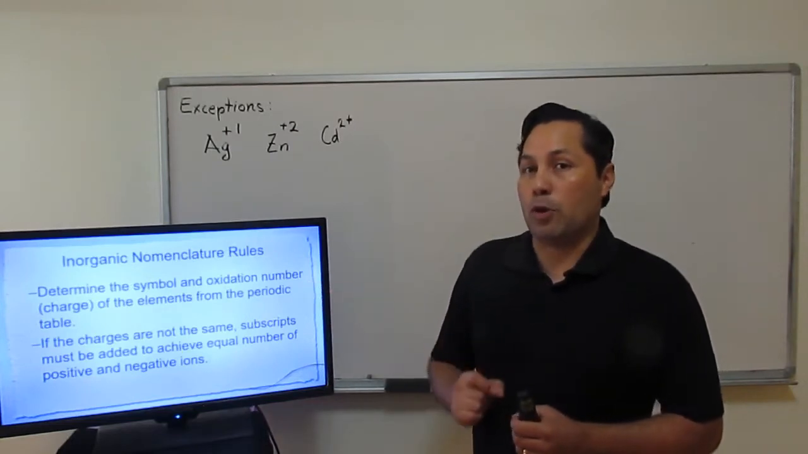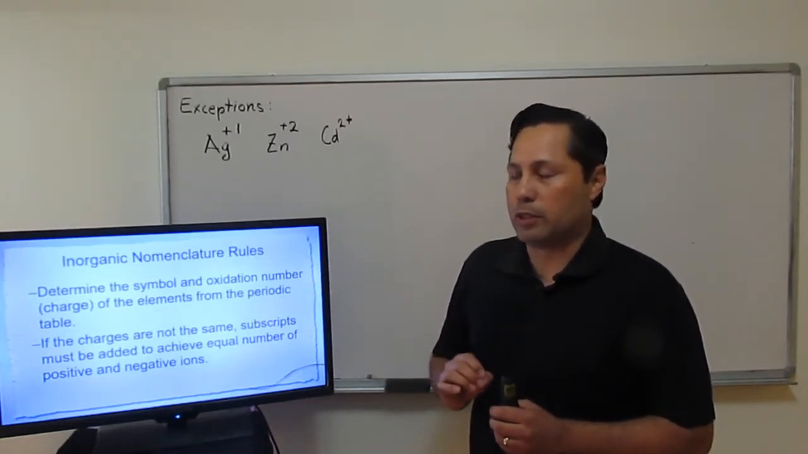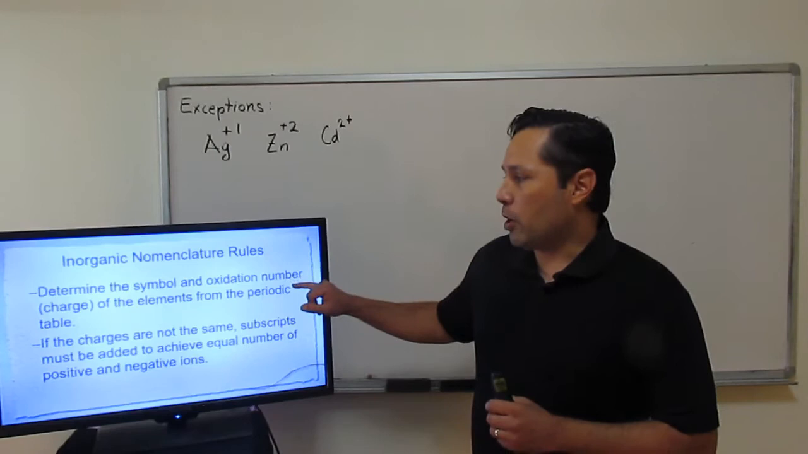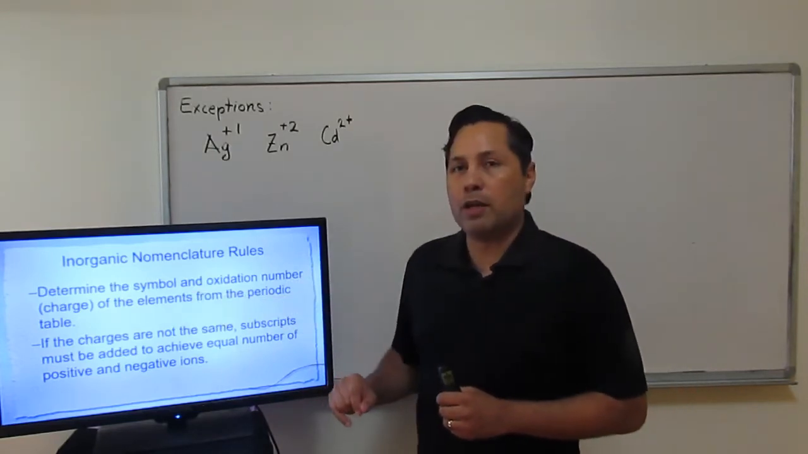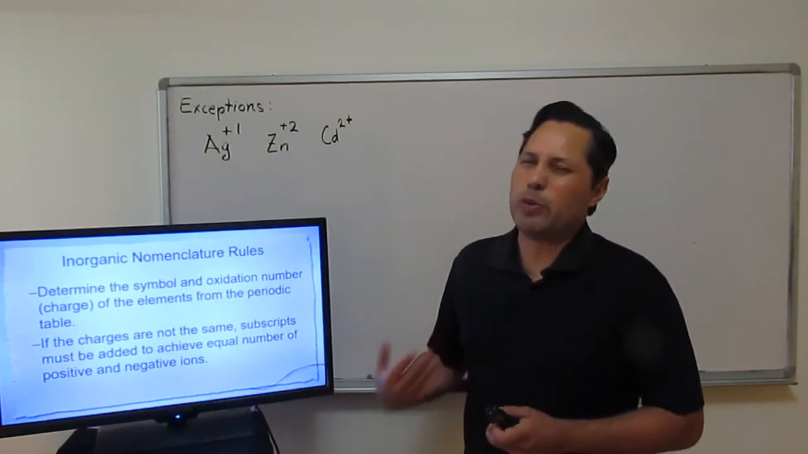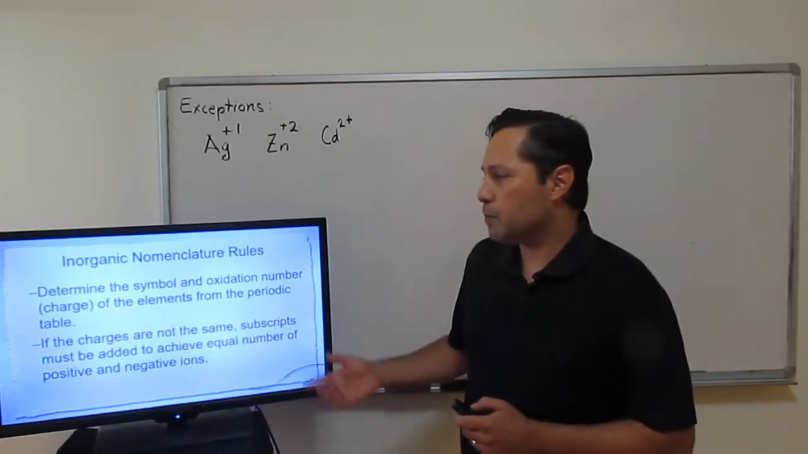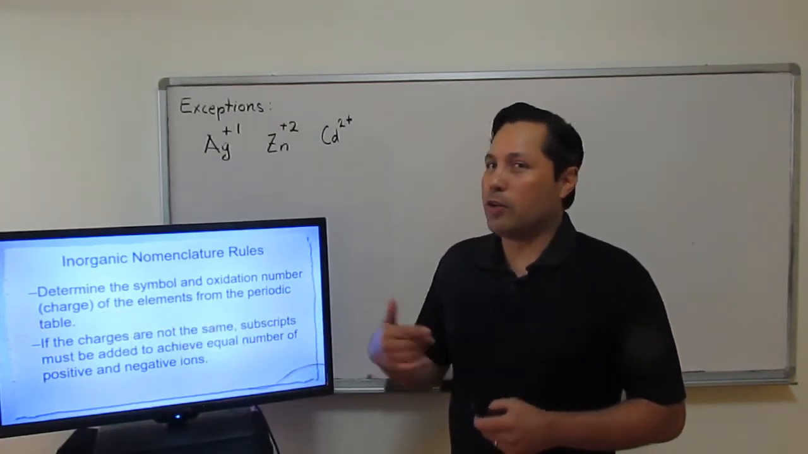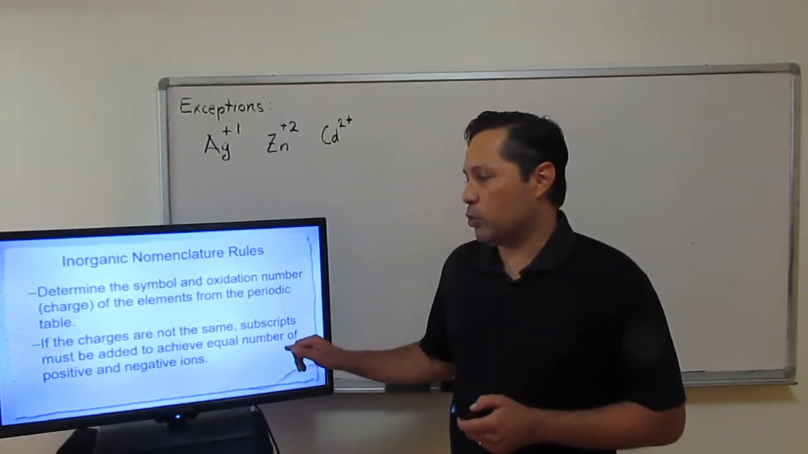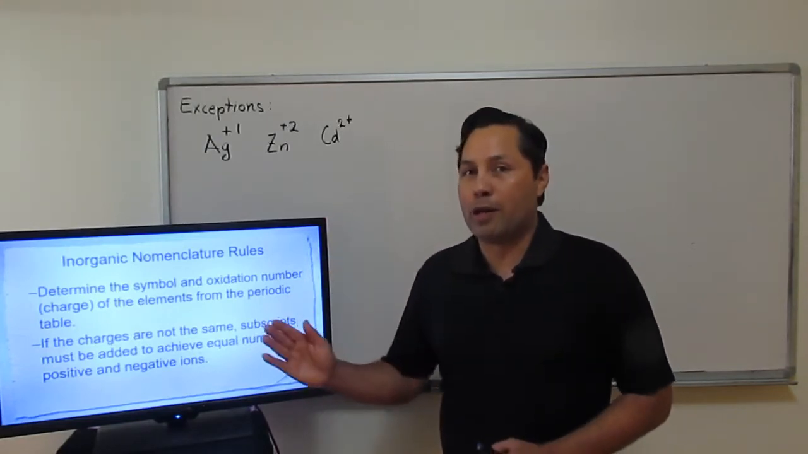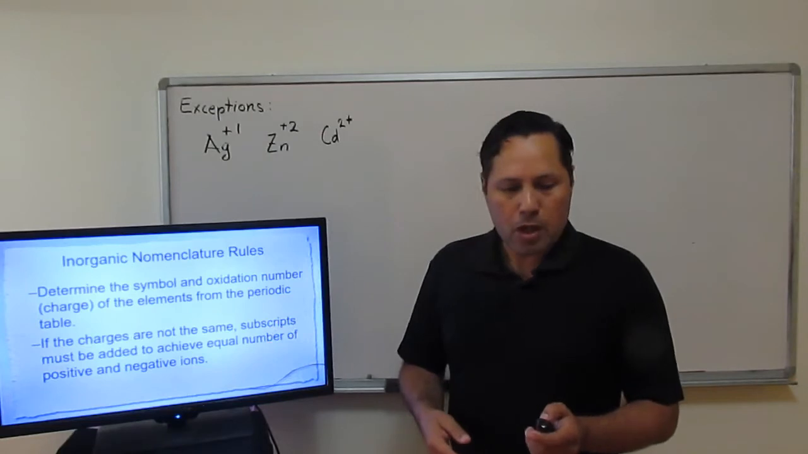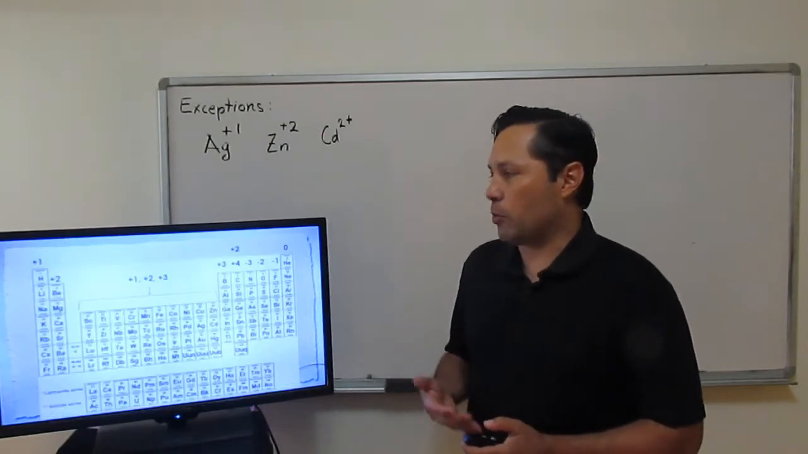First of all, you're going to need a periodic table for this lesson. Absolutely required. You use the periodic table to figure out the symbol of the element plus the oxidation number, which is a fancy word for the charge of each element. If the charges do not match, then you're going to have to do a little bit of extra work to get them to match, because you want them to have equal numbers of positive and negative charges. So let's start with those oxidation numbers or charges.